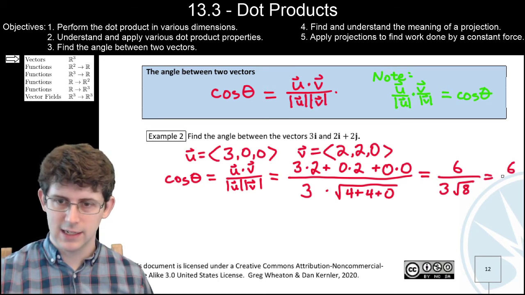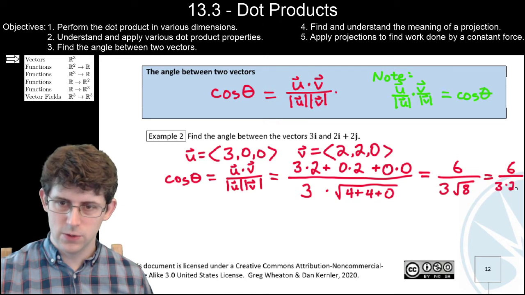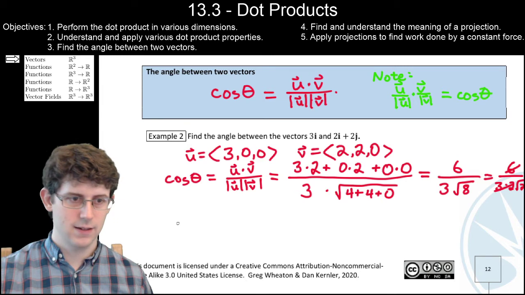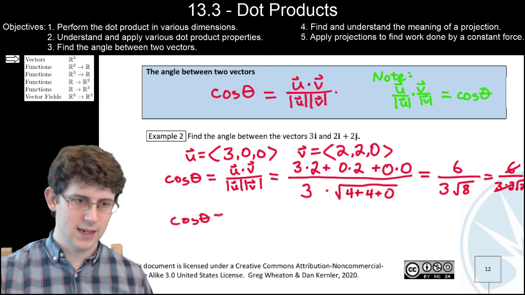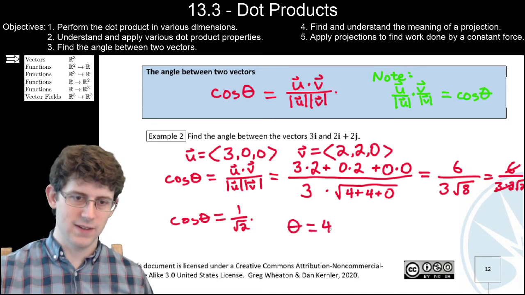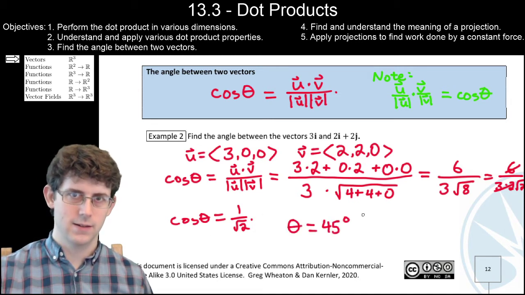It's kind of ugly. Okay, square root of 8 is square root of 4 times square root of 2. So that's 2 square root of 2. And then 3 times 2 cancels with 6. So I actually have cosine theta is 1 over the square root of 2. I know that angle. That angle is 45 degrees, or pi over 4, whatever you want.